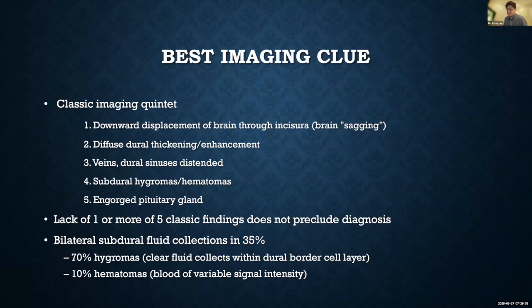But in terms of bilateral subdural collections, it happens about 35% of the time, and most of it is hygroma, but you can also get hematoma. So the thing is, if you see someone with bilateral subdural hematoma, even with a history of trauma, don't just say definitely trauma, right? Is there something else?